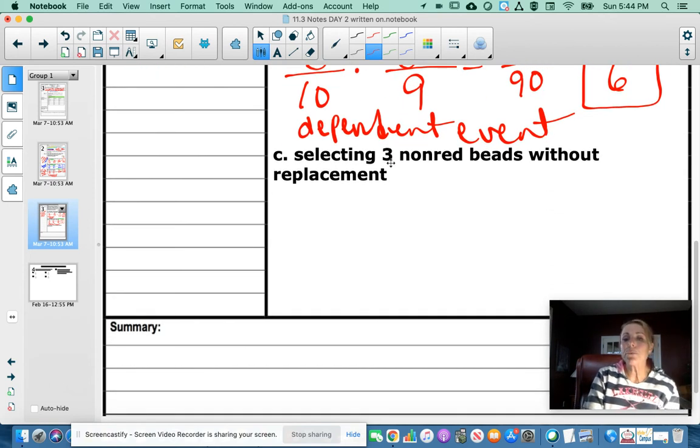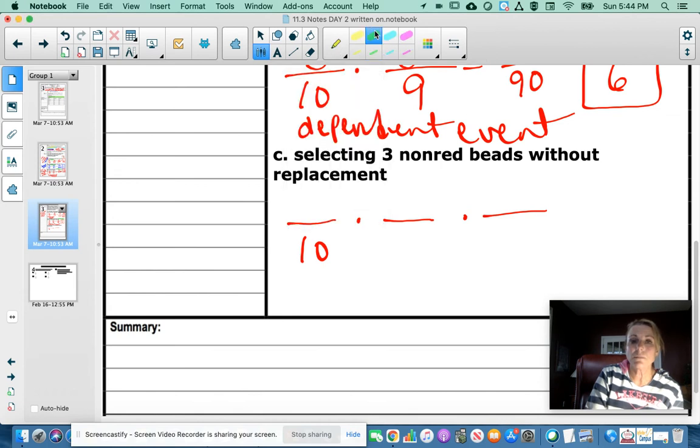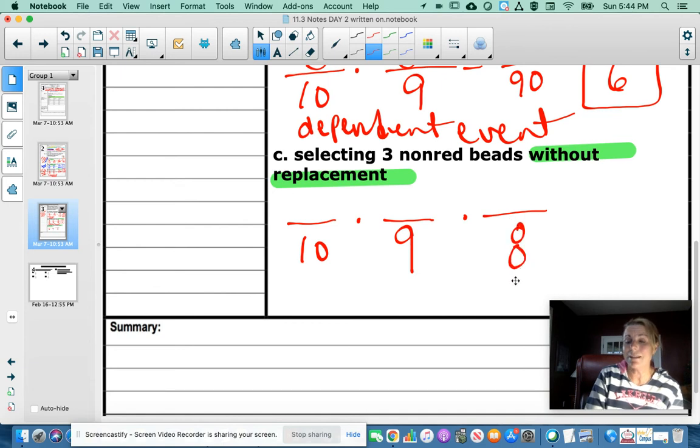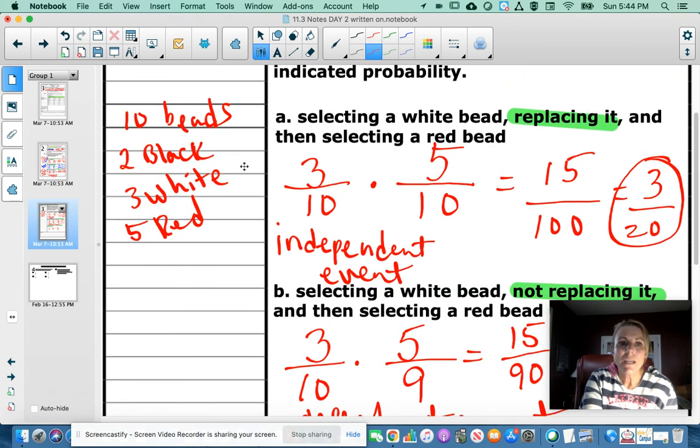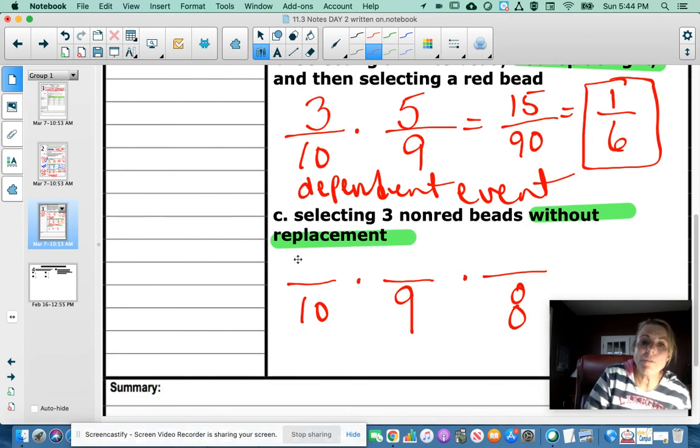We're going to select 3 non-red beads. So 3 of them, one at a time, means I'm going to have 3 fractions. There are 10 without replacement. Started with 10 beads. Then that goes down to 9. And then that goes down to 8 because I'm not putting them back. 3 non-red. Well, 2 black, 3 white, that would be 5. 5 of them are not red.